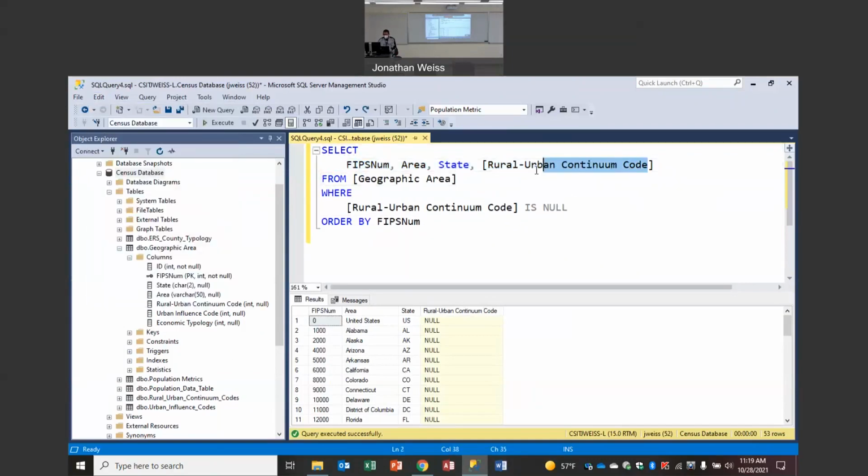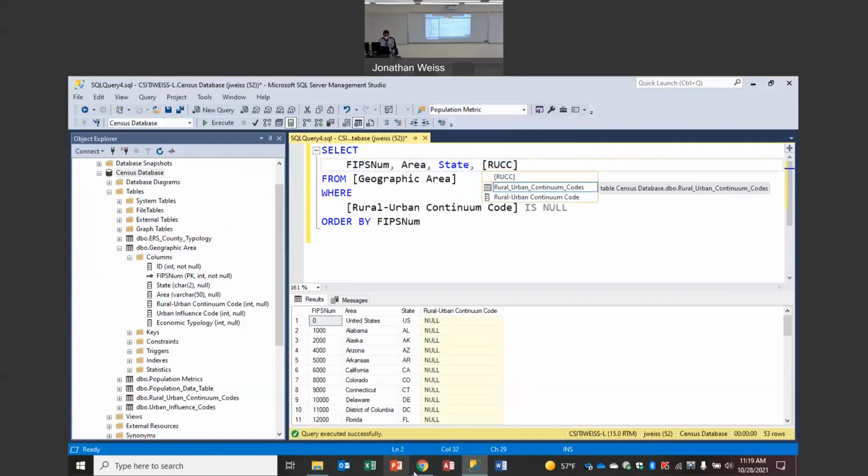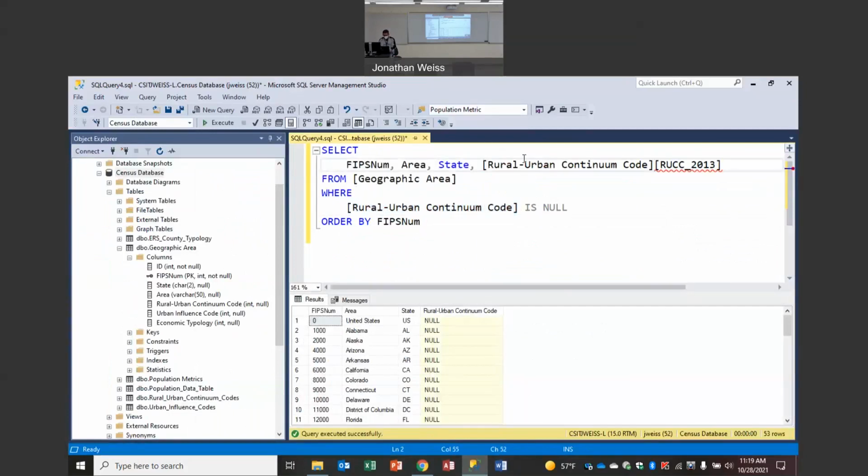If you thought this needed to be RUCC 2013, one of you did something very clever, I thought. They said, as RUCC 2013. That's all they did. And then when they output this, you get the right name for the column. If you did that, I thought, yeah, really clever, full credit. That's great. That was one way people solved the ambiguity that I left in here.